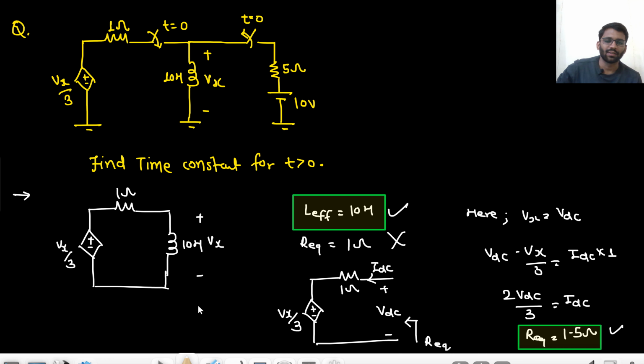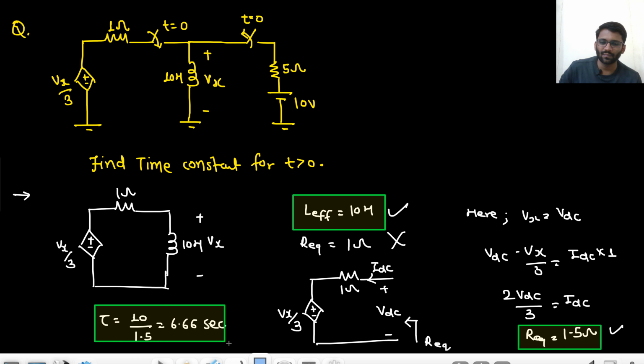Now my tau would be L effective by R. So that would be 10 by 1.5. Whatever value we get, 10 by 1.5, 20 by 3, it should be around 6.66. 10 upon 1.5, 6.66 seconds. Okay. This will be 6.66 seconds.